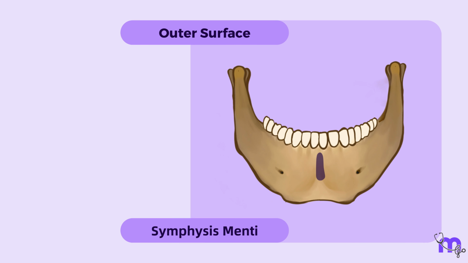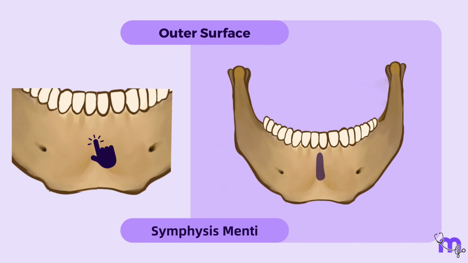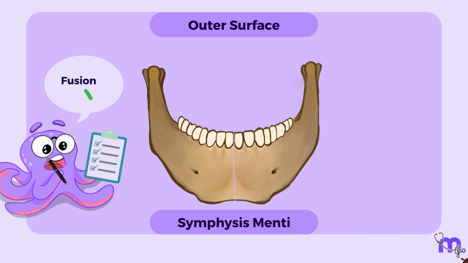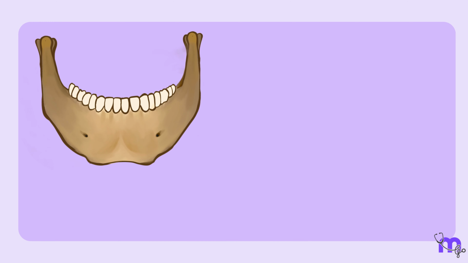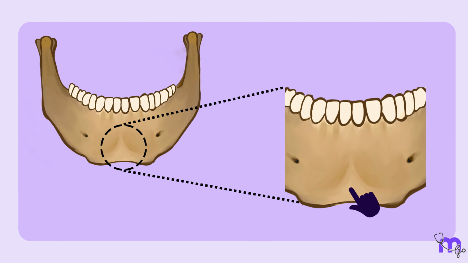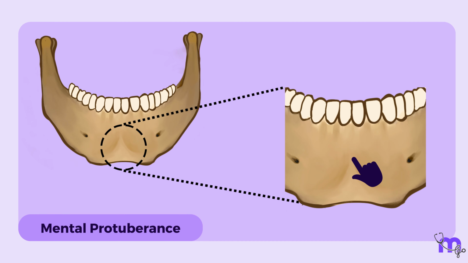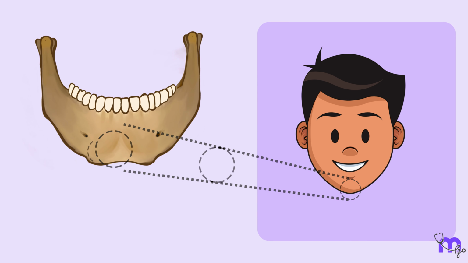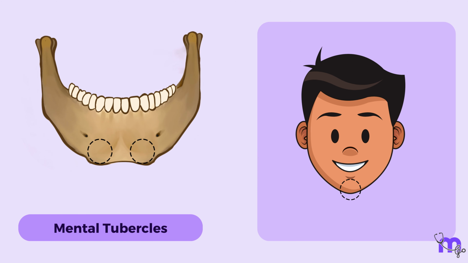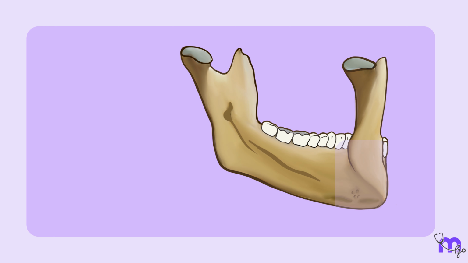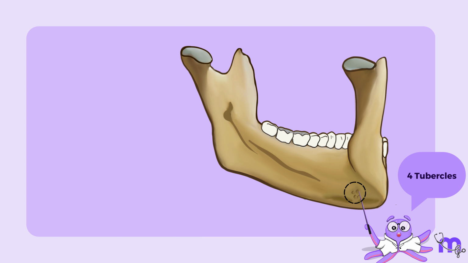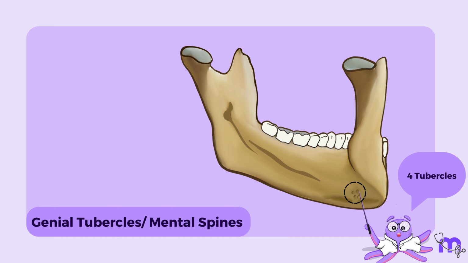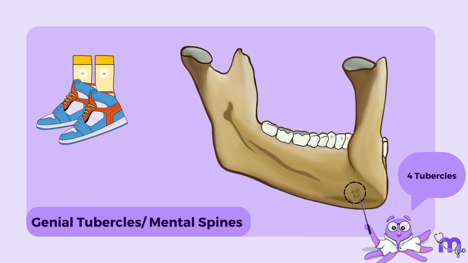The outer surface has the symphysis menti, a faint median ridge that marks the fusion of the two halves of the mandible at the age of 2 years. Extending below this, a triangular elevation called the mental protuberance forms the point of the chin, with the mental tubercles on either side. The inner aspect of the symphysis menti possesses 4 tubercles, known as genial tubercles or mental spines, arranged into upper and lower pairs.